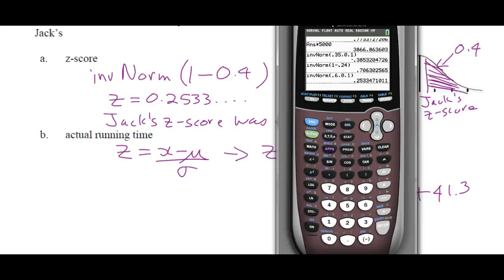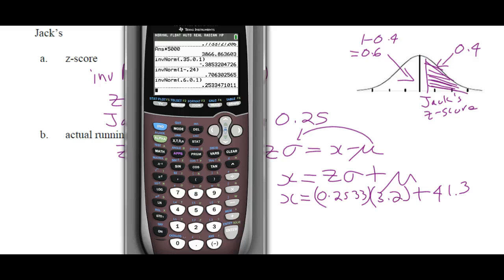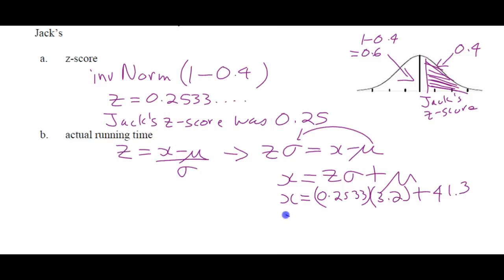So I want Z. I've got Z right there. So I want Z times sigma, so I'm just going to go times. Answer pulls down that number, times 3.2 plus 41.3, which was the mean for the men, and we get 42.11. How will we record that? 42.1. So we'll say 42.1 minutes.